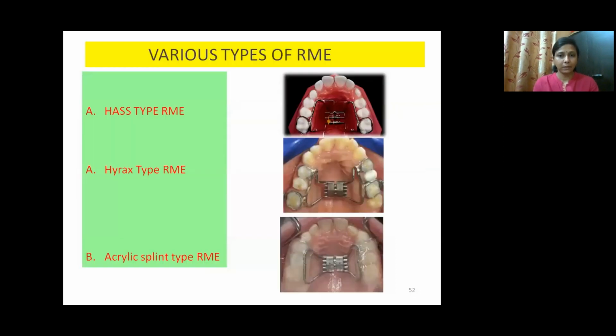Various types of RME appliances are there based on their methods of fabrication. There is the Hass type RME, rapid maxillary expansion appliance, which is a combination of acrylic and wire components. Hyrax type RME, known as a hygienic rapid expander, where no acrylic component is involved. Here there is only a wire framework soldered with the screw, and there is a combination where the acrylic splint type of RME, where all the teeth are splinted with the help of acrylic and joined to the screw.